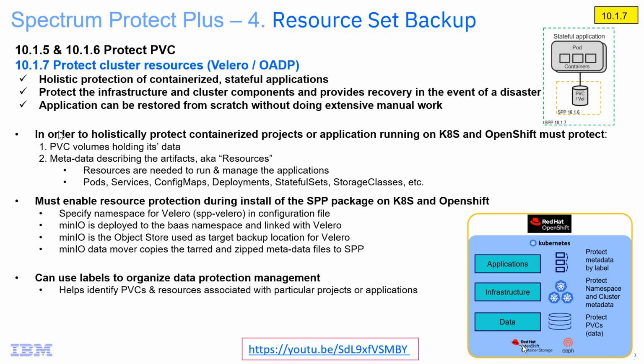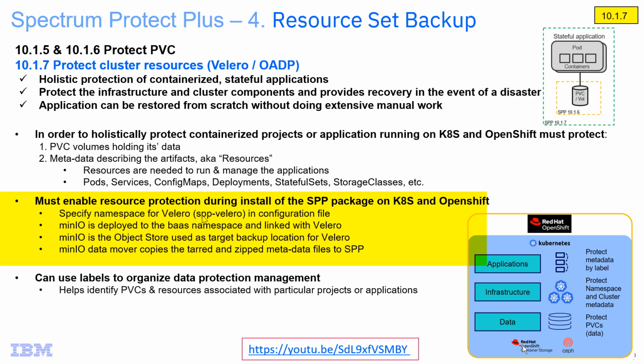In order to holistically protect these containerized projects or applications that are running inside of Kubernetes or OpenShift, you've got to be able to protect the PVCs, and then you've got to be able to protect the metadata or resources in addition to that. So we have to enable the resource protection during the install of the Spectrum Protect Plus container backup package on both Kubernetes and OpenShift. So you're going to have installed Velero. And then when you install Spectrum Protect Plus, you'll need to specify the Velero namespace, which we'll call spp-velero as default in the configuration files.